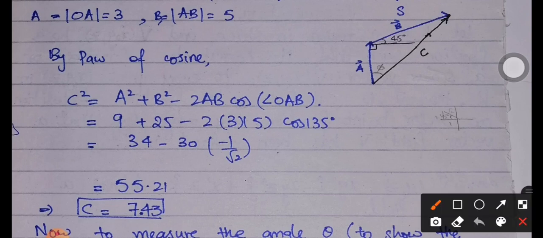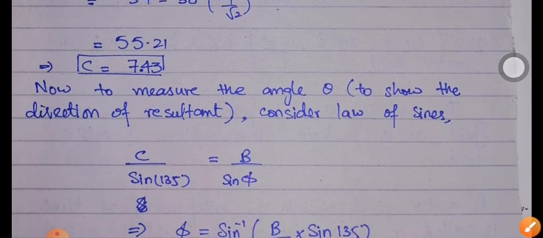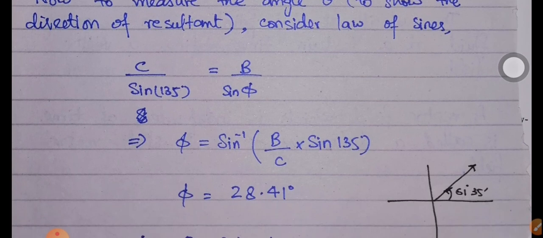Now that we have found the value of C, we have the three sides 3, 5, 7.43, and one angle is 135 degrees, and we are taking this angle to be phi. We can easily find this angle phi with the help of the law of sines. So here we have the law of sines: C over sine 135 is equal to B over sine phi, where B has the value 5. By solving this we can find the value of phi, which is 28.41.